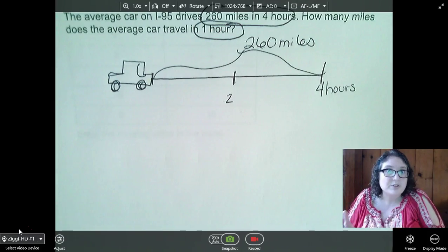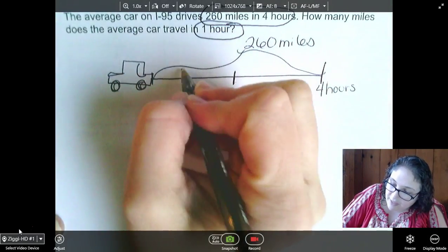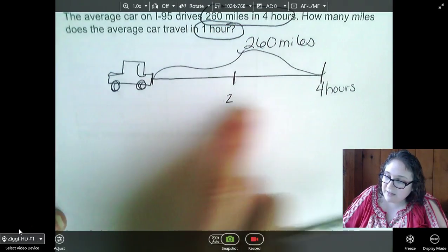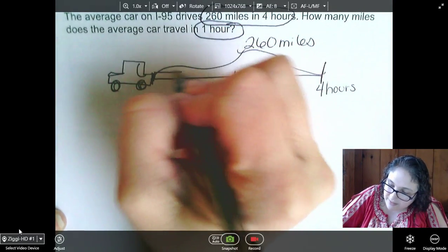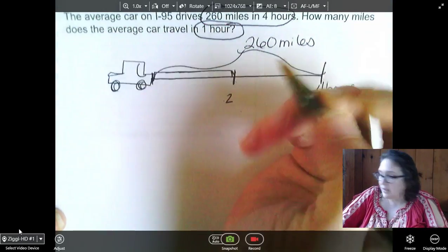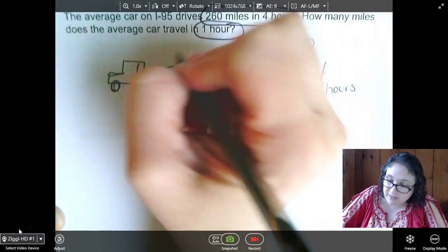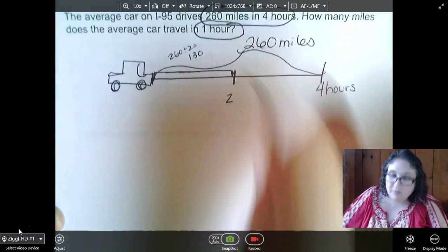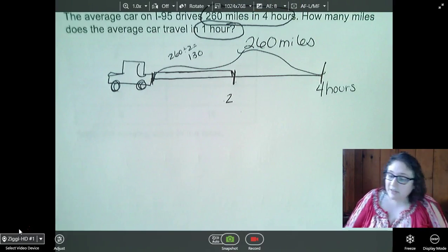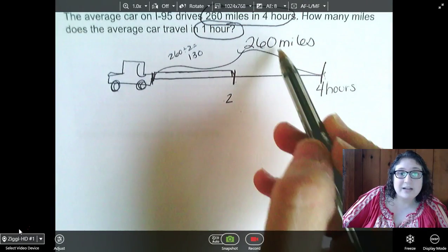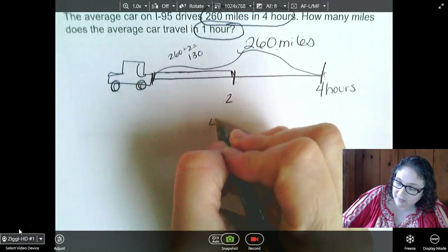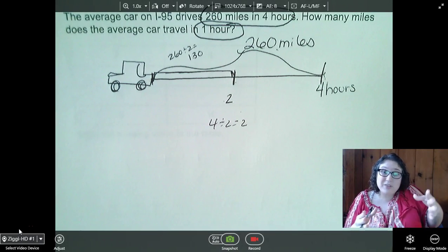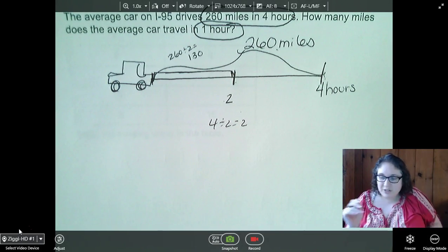4 divided by 2 is 2. So if I do that, because in math, everything has to be balanced. So if I divided these into 2 sections, that means that this part right here is going to be half of 260. So 260 divided by 2 is going to get me 130. So now I know that in 4 hours, I drove 260 miles, but I did 4 divided by 2, and that means I actually drove 130 miles in 2 hours on average.